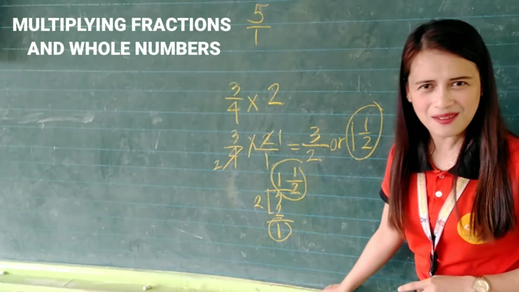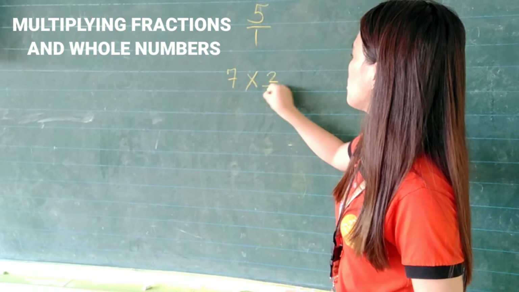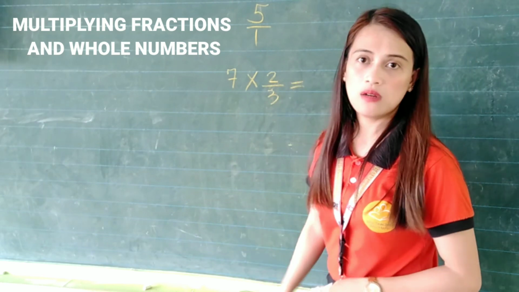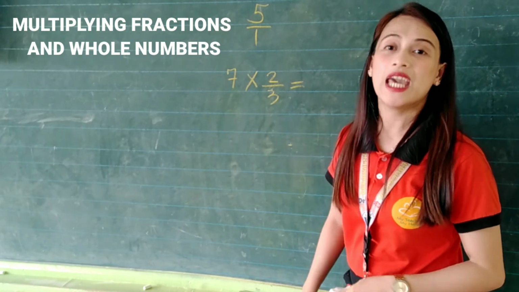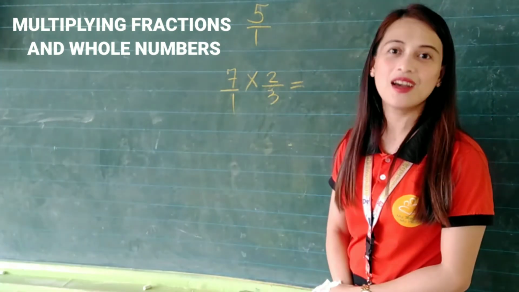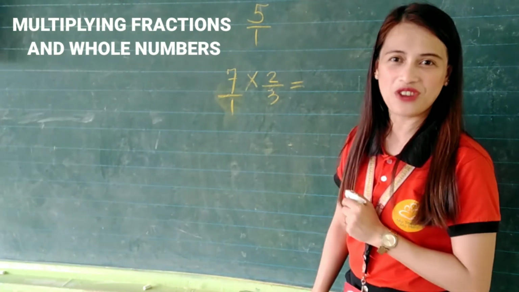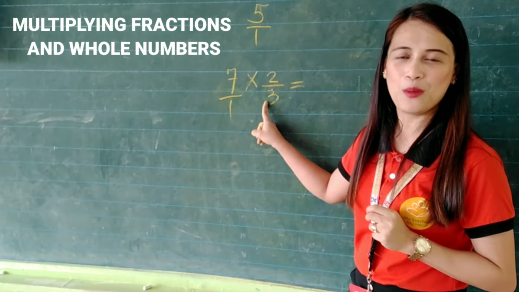So, another example. 7 times 2/3. Teacher, wala man siya fraction. Teacher, wala man siya denominator. Butangan lang natin siya 1. Mag-fraction na siya. Improper fraction. So, 7 over 1 times 2/3. Pwede na tayo maka-multiply.